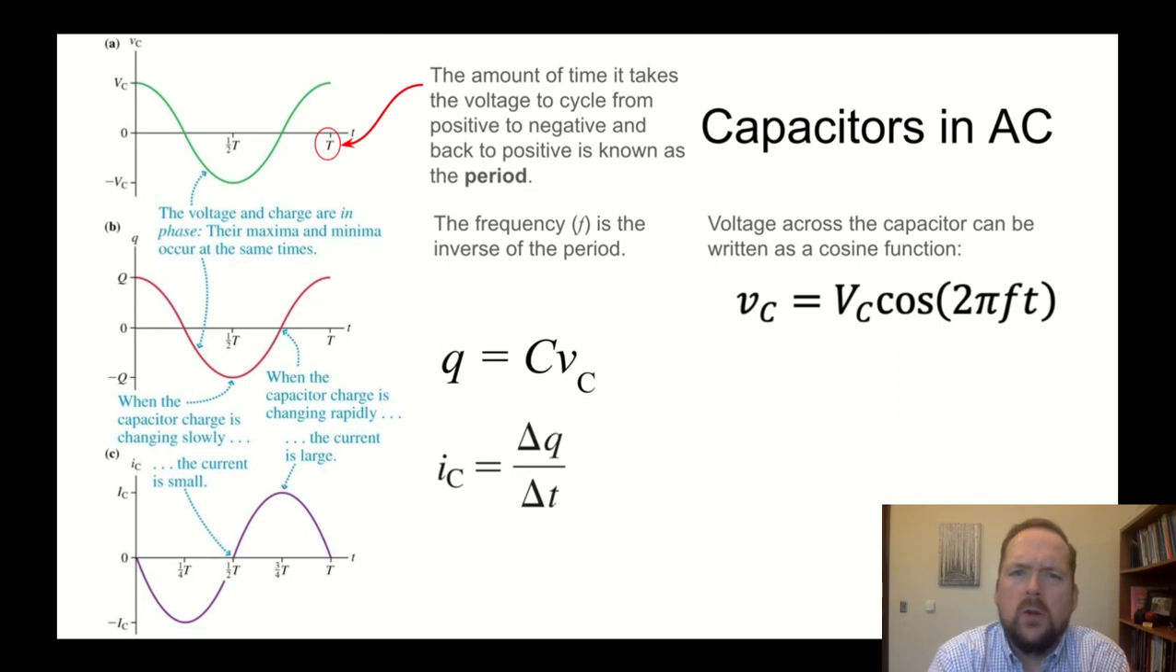How about current? Current's probably the trickiest one to think about here, but current, again, is the change in the charge with respect to time. And here it's helpful, in my mind at least, to think about the slope of that charge graph. So when the charge is maximum, it's actually not changing very much at all. And so we get no current at that time.